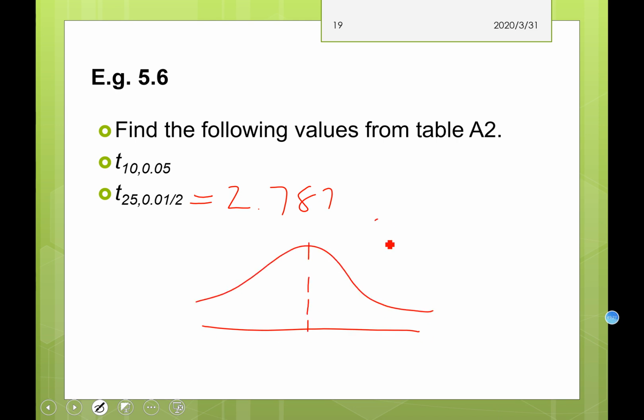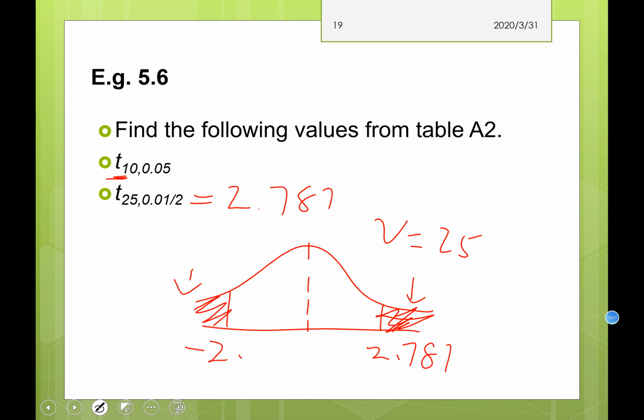In a t distribution, when nu equals 25, the curve has a different shape from the first one because nu is different. And because the t-value is based on two-sided, it has two parts on the curve, the left tail and the right tail. And the number of t is 2.787, but you should notice that this is the positive t-value. When we are talking about two-sided, that means there is another t in the left side. We know that the curve is symmetric about 0, so in the left side, the number of t should be negative 2.787.